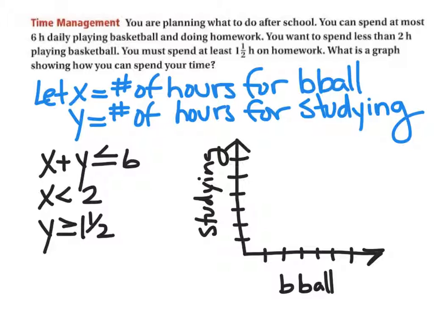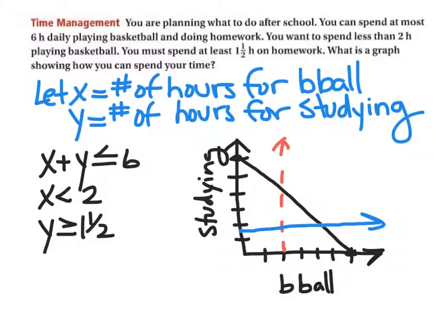We'll start with the first one. This is easy to graph in standard form. If I put a 0 in for y, x is 6. And if I put a 0 in for x, y is 6. This is a solid line. And then the next one, x is less than 2. You remember x is a vertical line, and it's going to be at the 2, and it's dashed because it doesn't have an equal sign. And then finally, y is greater than or equal to 1.5, and that is right here. And again, y's are horizontal.